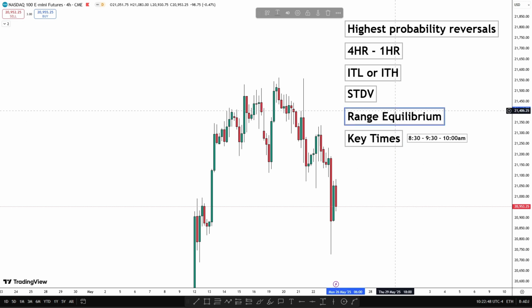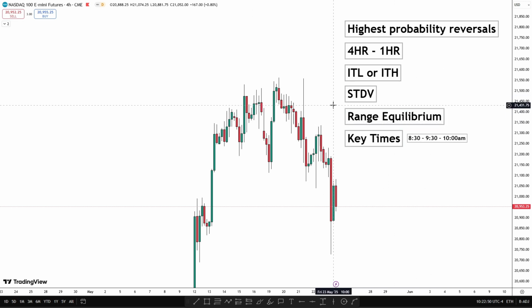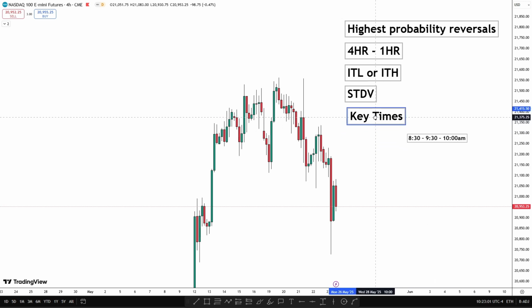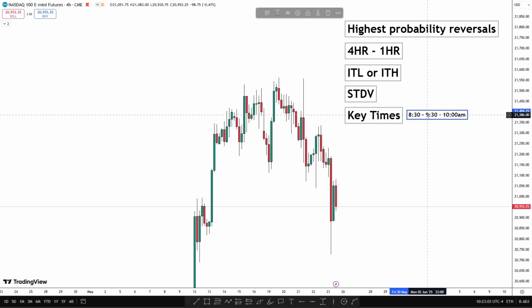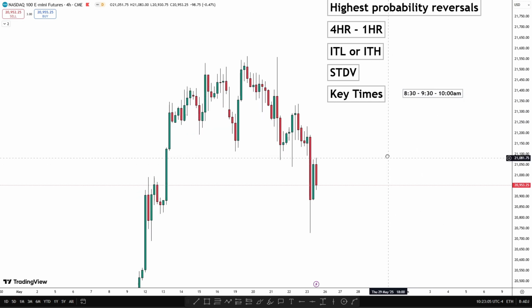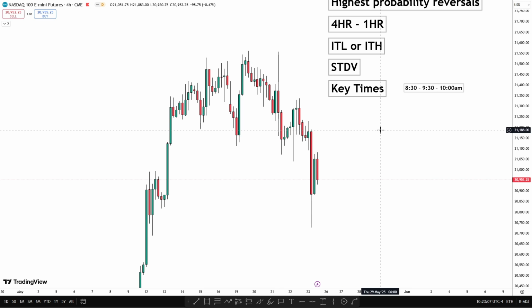Now range equilibrium is not 100% needed every time. However, it can give you more confidence and more conviction on taking the trade if we have range equilibrium. But for now, I'm just going to remove this. So I'm going to be looking for another demonstration, and this is what I looked for on Friday.